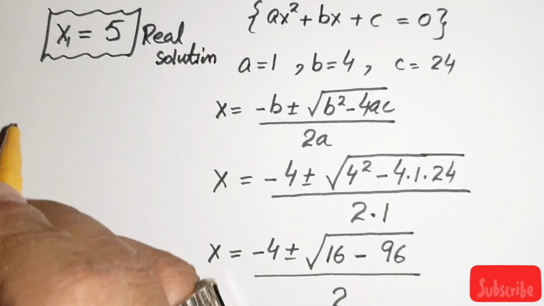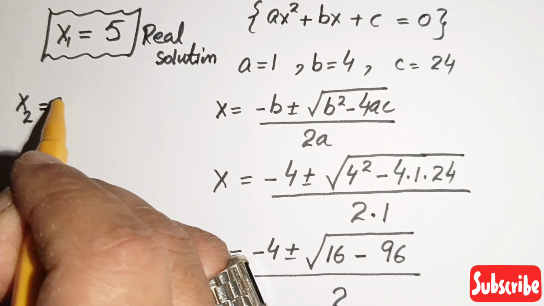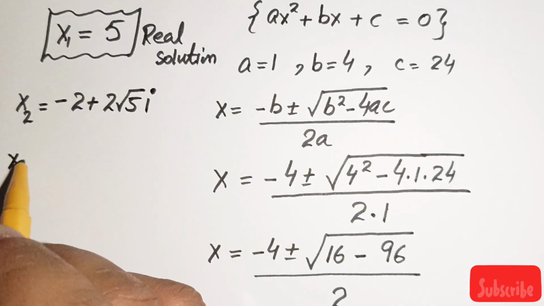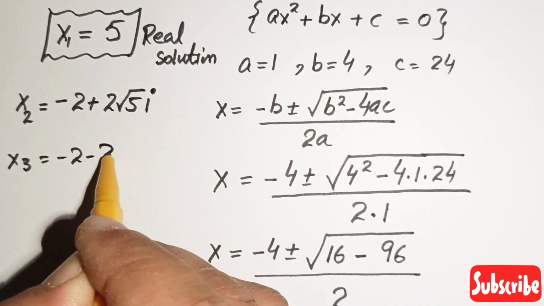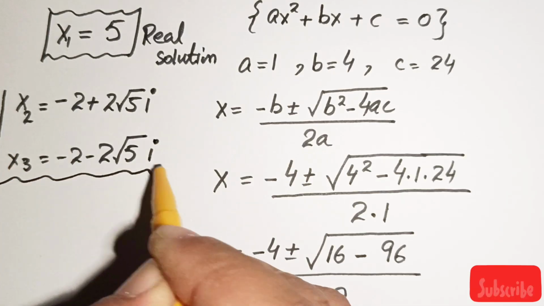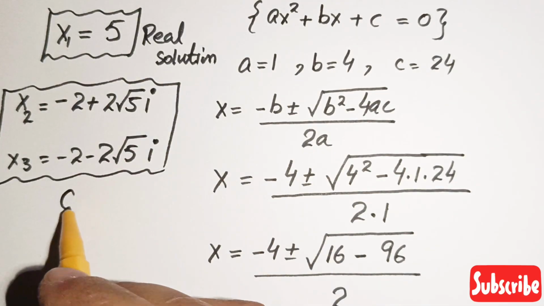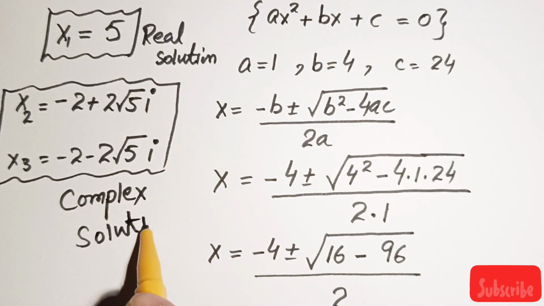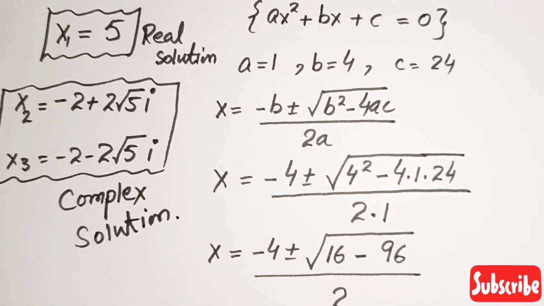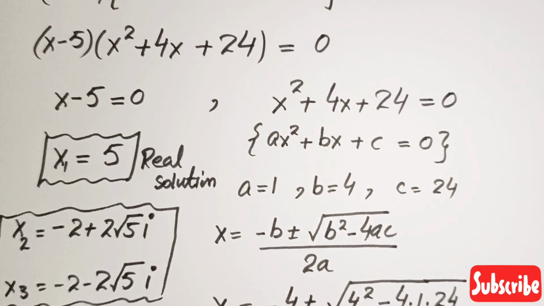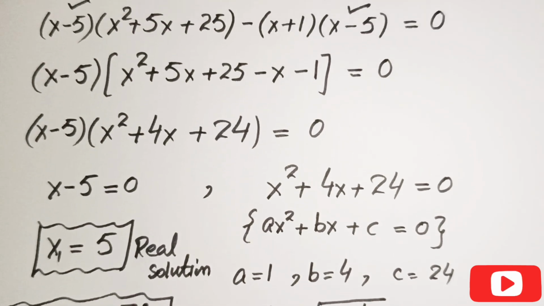Similarly, we have another two solutions: x2 is equal to minus 2 plus 2 times square root of 5 i, and x3 is equal to minus 2 minus 2 times square root of 5 i. So these are our complex solutions. Now it is our final answer that we have found three possible values of x here. So now, just review our problem step by step.